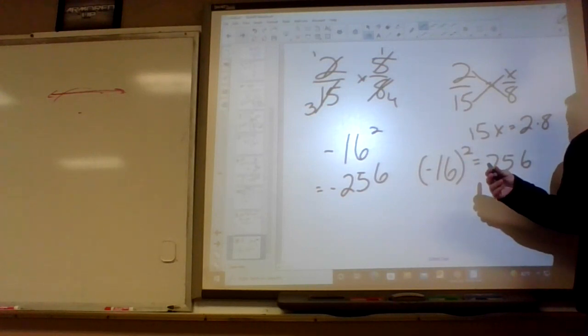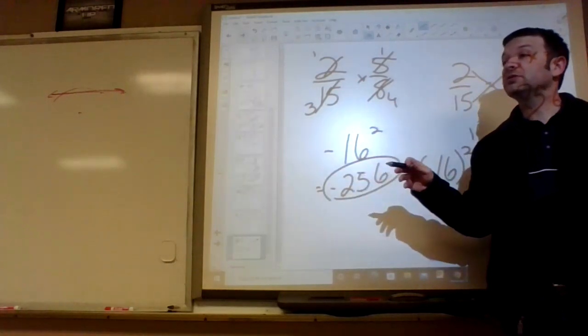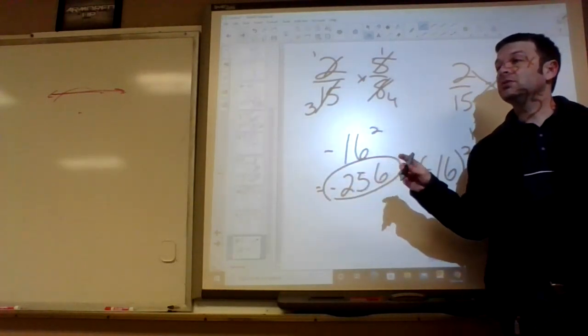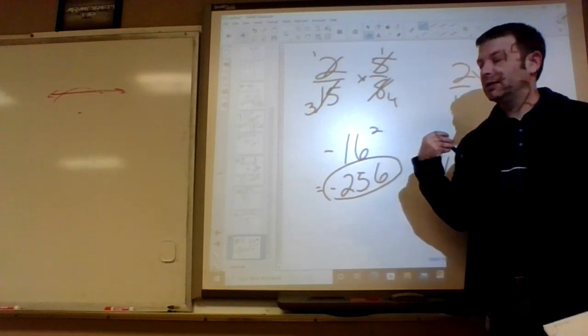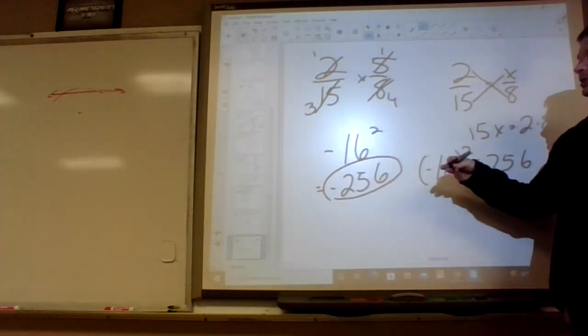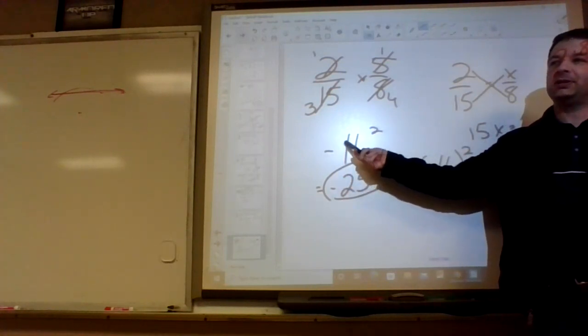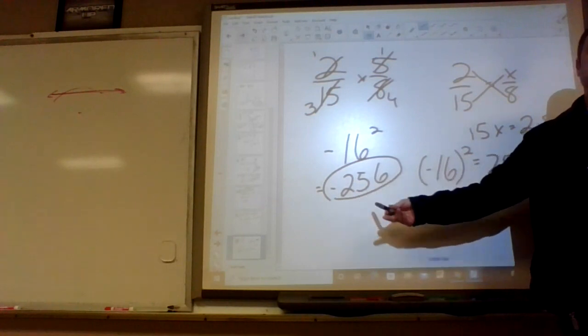Mr. Jordan, for the part on the test, like for this, will we be able to use our calculator? Yeah, calculator. Wait, why is it negative? Because you're squaring the 16, not the negative. So it's like 16 times 16, and then you put the negative back on.